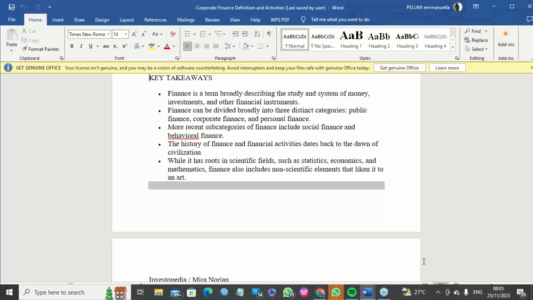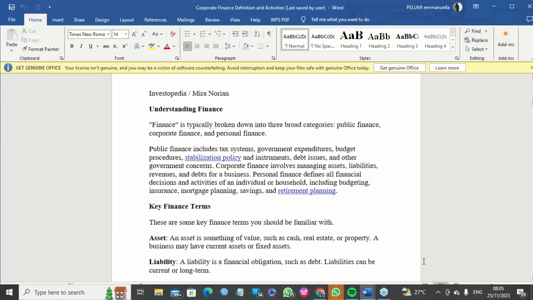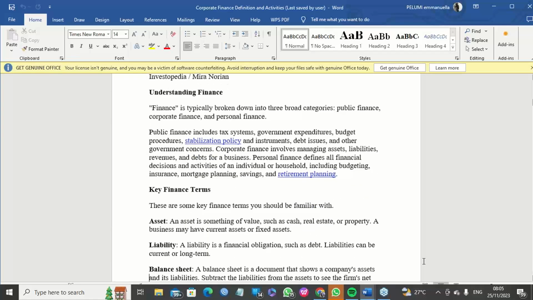Then also the history of finance and financial activities dating back to the dawn of civilization, where it has roots in scientific fields such as statistics, economics, and mathematics. Finance also includes non-scientific elements like art. So we've been able to describe what finance is, and we know that finance is typically broken into three broad categories, which we've already said.